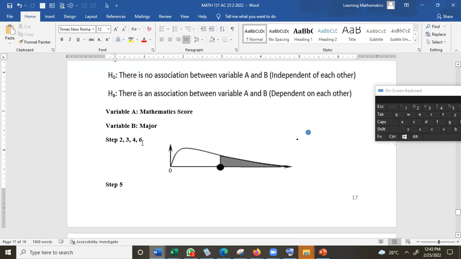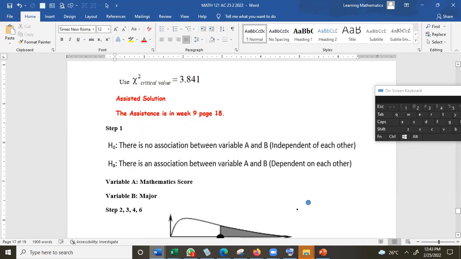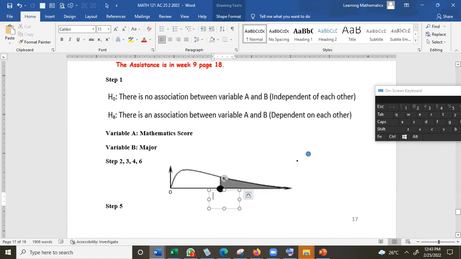Now steps 2, 3, and 4, we know about the curve. Skew to the right, rejection region is on the right, and the critical value on the critical point. The critical value will be provided. What is the critical value here? 3.841. That's the critical value here.